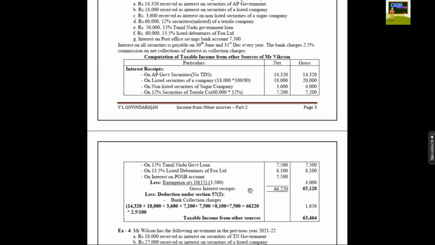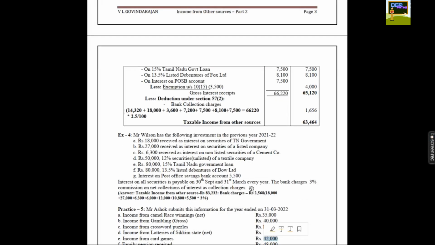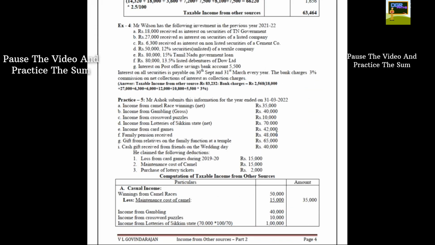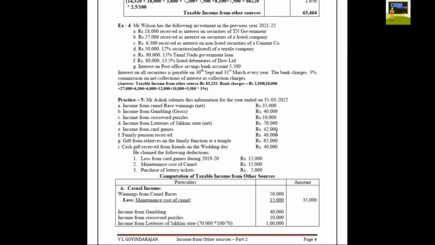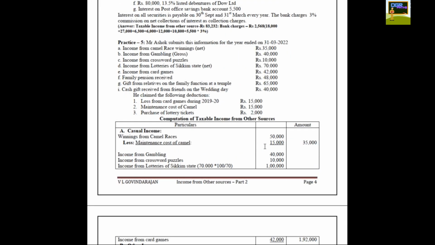In the same pattern, the listeners can practice exercise 4 and check the answer. Let me see practice 5. Mr. Ashok submits information for the year ending 31st March 2022. Income from camel races is a net amount, meaning the amount received in hand, so we have to add the TDS at the rate of 30%.